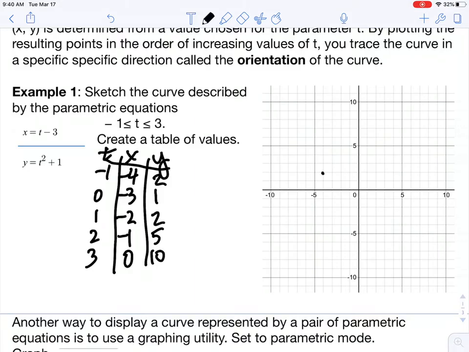-4, 2, -3, 1, -2, 2, -1, 5, and 0, 10. And then you just connect them and put your orientation. Your orientation are just little arrows showing, okay, I started here and I went this way. All right, so that's that.